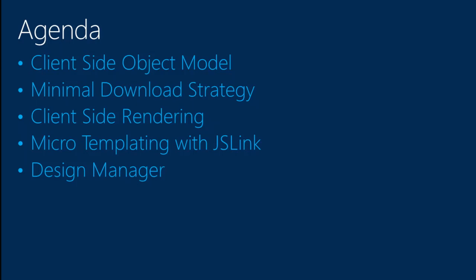And then as part of the fact that everything is downloaded and rendered on the client, there's a plugin model that you can use called CSR, or client-side rendering, that we'll see how we can override lots of different rendering techniques, such as how things work with views or even list items or fields. So we're going to take a look at that, and then we're going to take a pretty good deep dive in micro templating with this new thing called JS Link. And finally, we'll take a quick look at Design Manager to round the whole thing out.